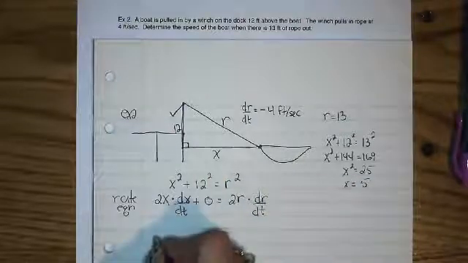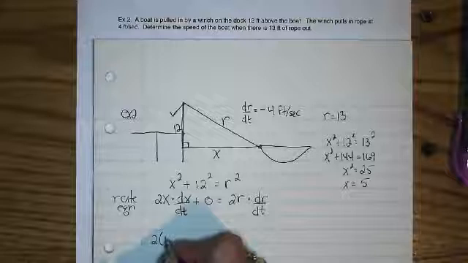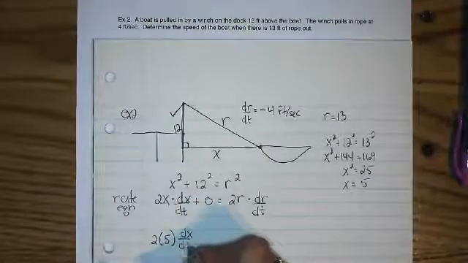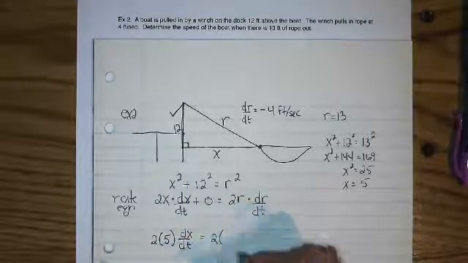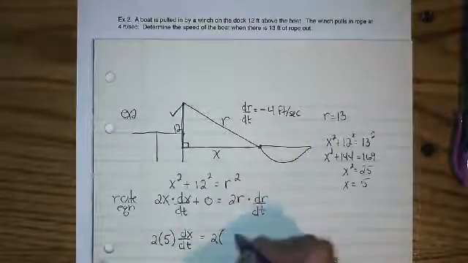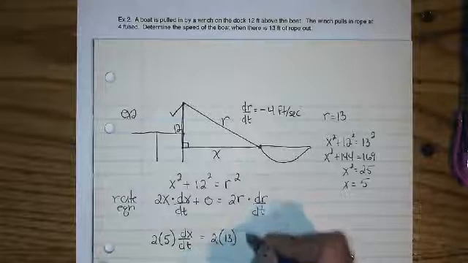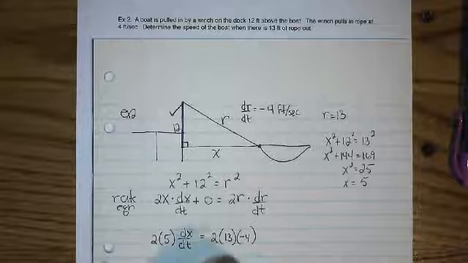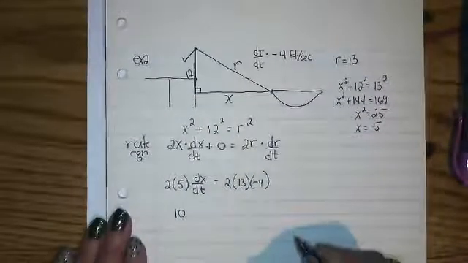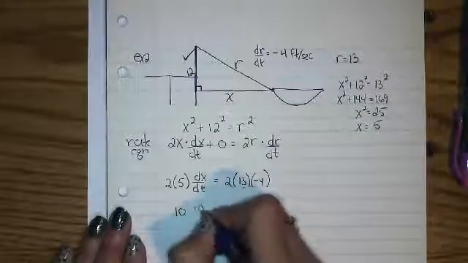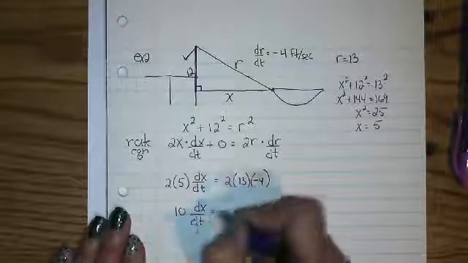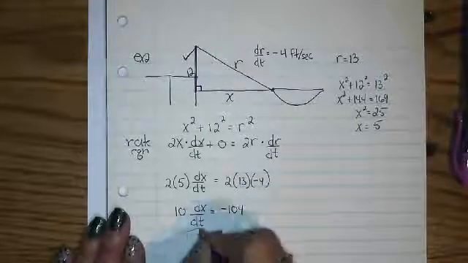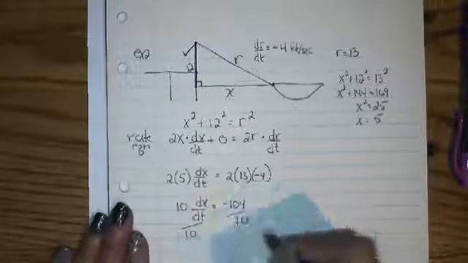That's the change in x with respect to time. So plugging in, I've got 2 times the 5, dx/dt is what we're looking for, times 2. The r value was 13. And then dr/dt is that negative 4. So 10 dx/dt equals, multiplying this out, you get negative 104.